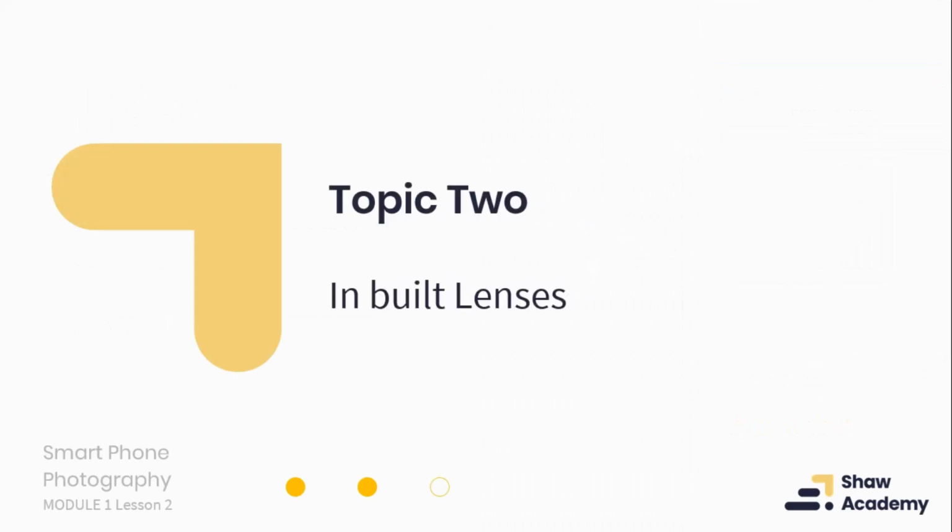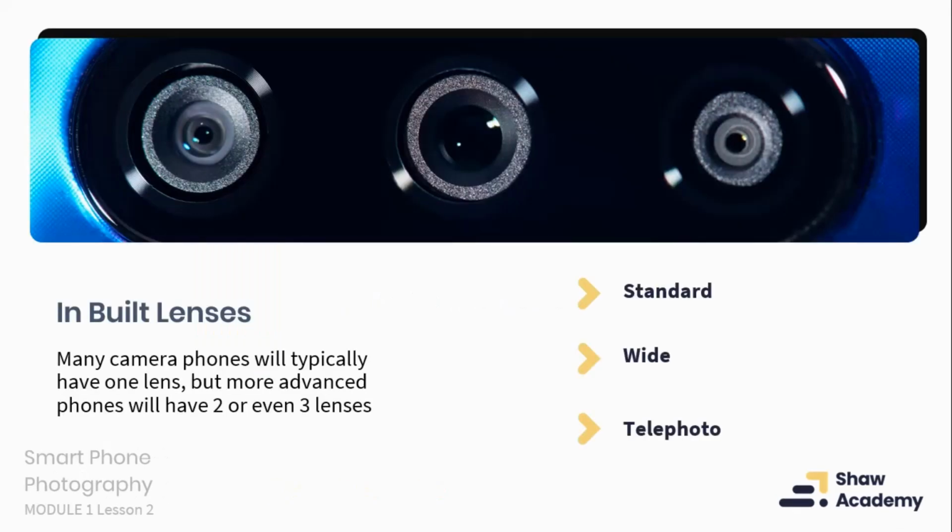Let's explore our next topic, where we're going to have a look at our built-in lenses. This means the lenses that are available to us within our phones, the ones that are pre-packaged essentially when we first unbox our phone. Now, there are 3 types of inbuilt lenses. Most phones will typically just have one lens, which is our standard lens, but some phones will have 2, and much higher end phones now have 3 lenses. These are typically a wide and a telephoto lens. So let's break down each of these.